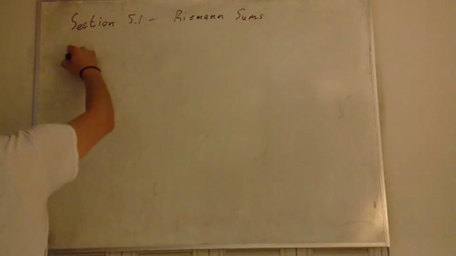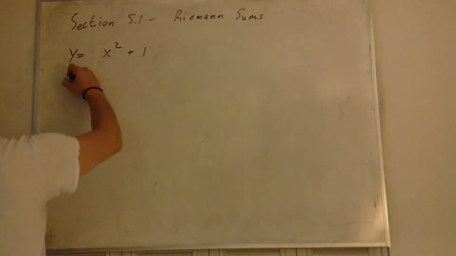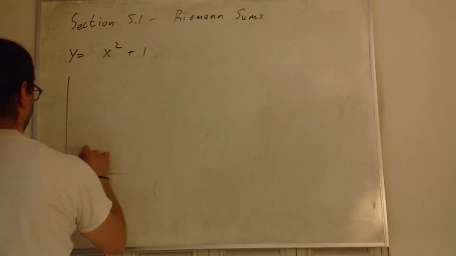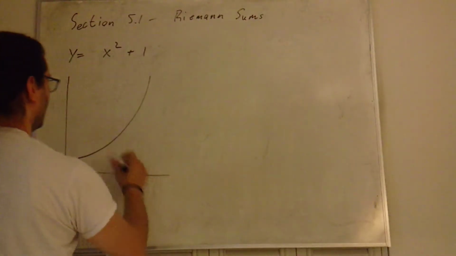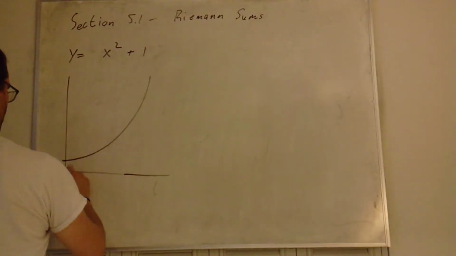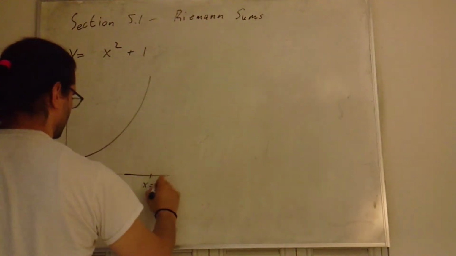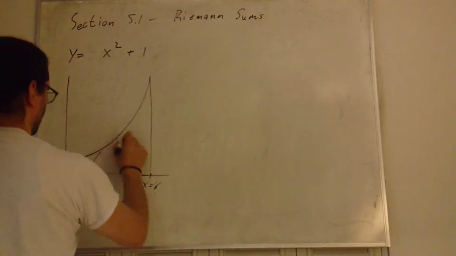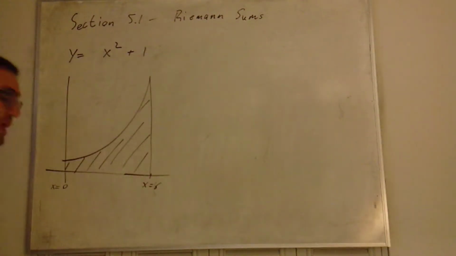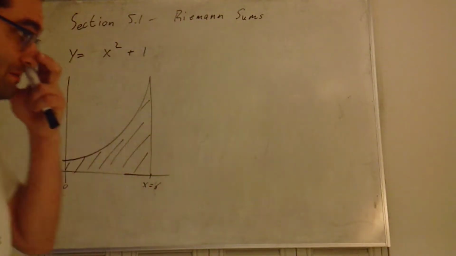We're going to take a curve, let's say something like y is x squared plus 1. This curve looks like this. Let's say I want to look at the interval between x equals 0 and x equals 6. I want to find this area. That's what we're doing now. It's a complete shift from what we did before.